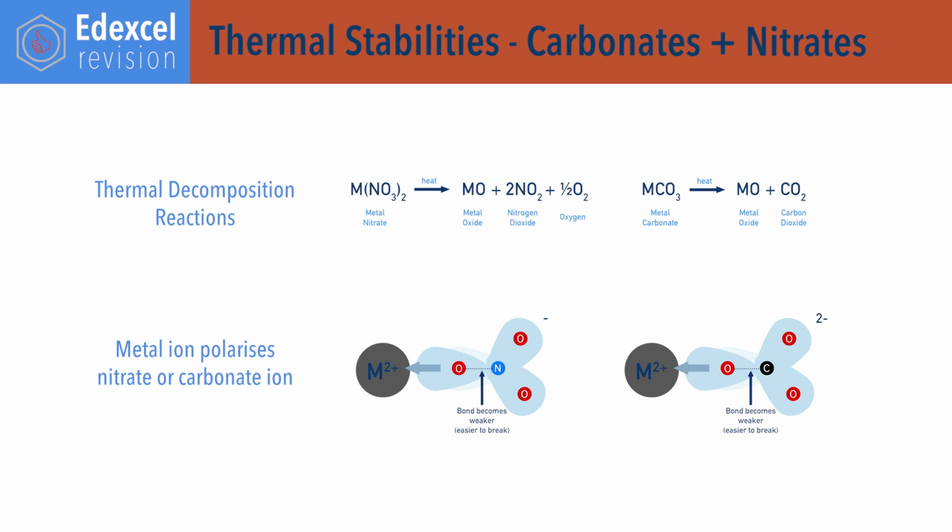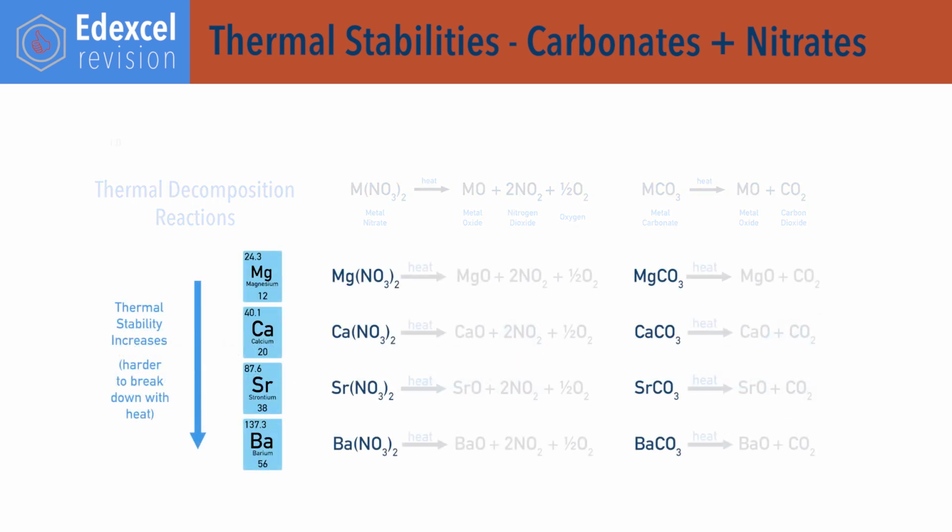It gets harder to break apart the group 2 metal nitrates and carbonates as you go down the group, because the metal ions in the compounds have a larger atomic radius with the same charge, 2+. This means they polarize the negatively charged nitrate and carbonate ions less, meaning it is harder to break them apart. As a result, more heat is required for the thermal decomposition to occur.